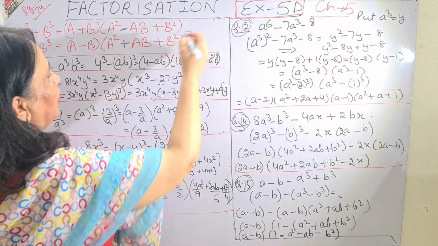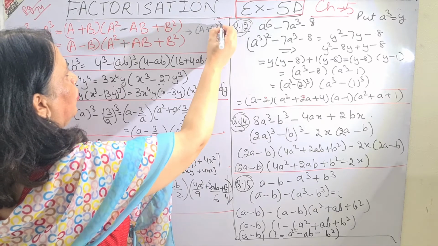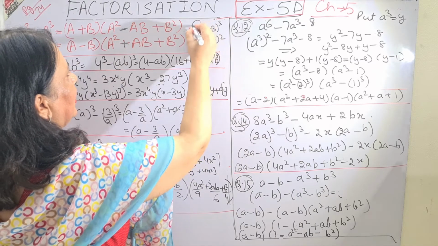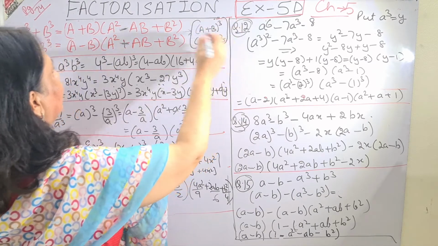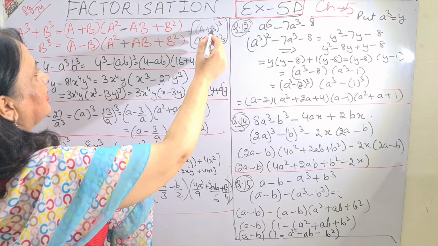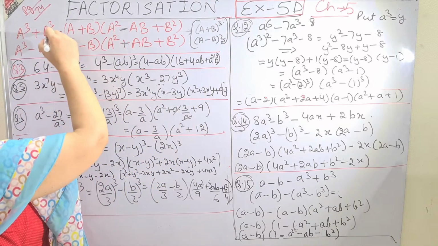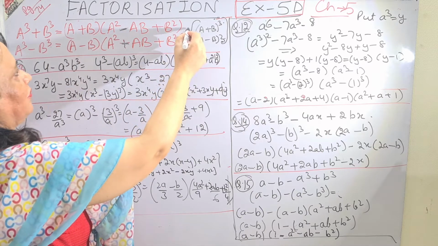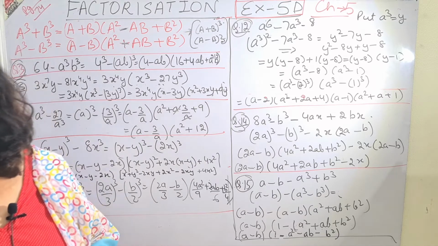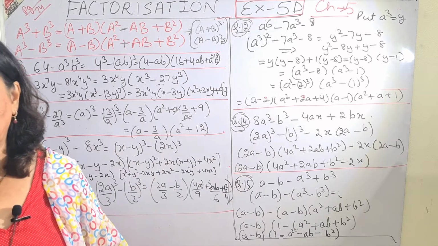And this formula is different from (A plus B) whole cube and (A minus B) whole cube. These two formulas are different from A cube plus B cube. Here I have done the sum of first term and second term, then cube. But here it is cube of first term plus cube of second term. So please don't mix up the formulas. The formula is A cube plus B cube: first term cube, second term cube. And it is totally different from the formula (A plus B) whole cube, which you have also done, so don't get confused.